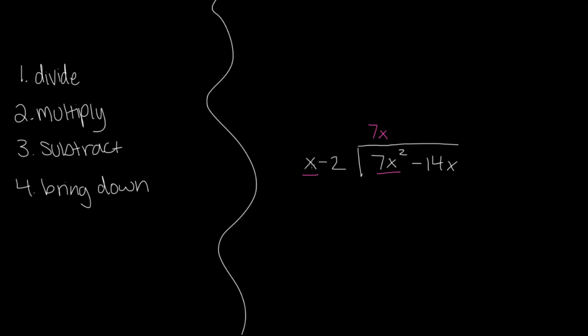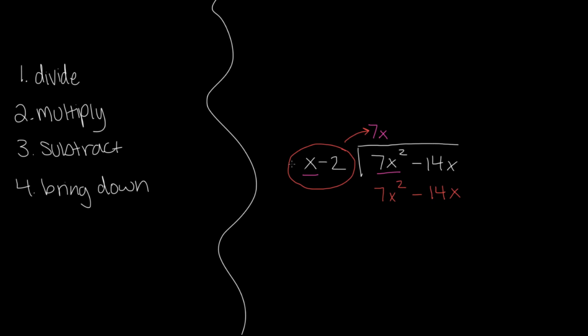After this, we multiply. So what do we multiply? We multiply the entire polynomial by whatever we just got up here. So 7x times x minus 2. So that's going to give us 7x squared. And then 7x times negative 2. So minus 14x.